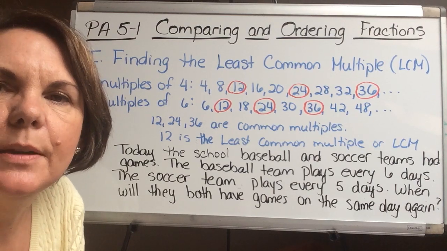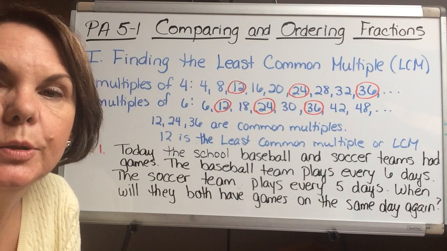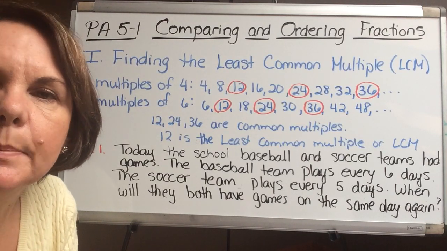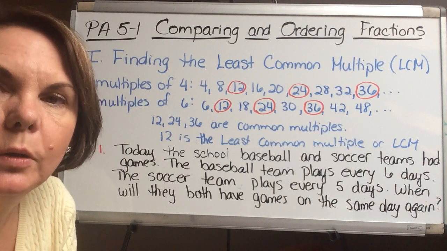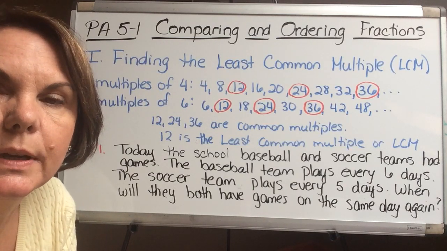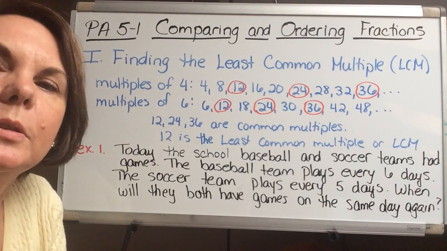Hi guys. Today we're going to talk about comparing and ordering fractions, and there are different ways that you can do this. The first one is to find the least common multiple, and multiple means to multiply. That's when your numbers are getting larger by a factor: times 1, times 2, times 3, and so on.